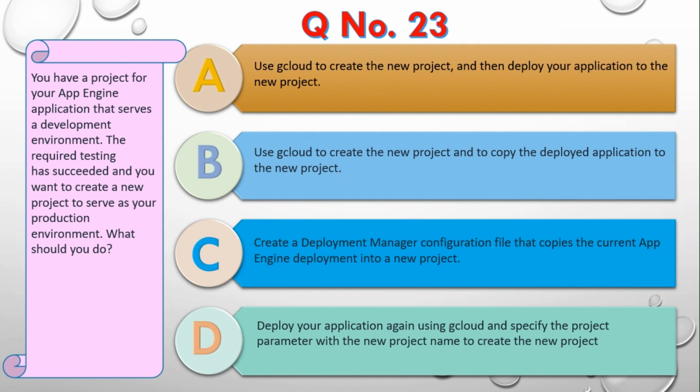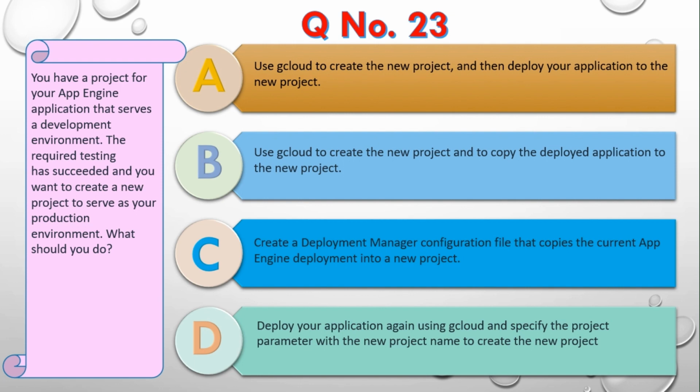Question number 23. You have a project for your App Engine application that serves a development environment. The required testing has succeeded, and you want to create a new project to serve as your production environment. What should you do? Option A, use gcloud to create the new project and then deploy your application to the new project.